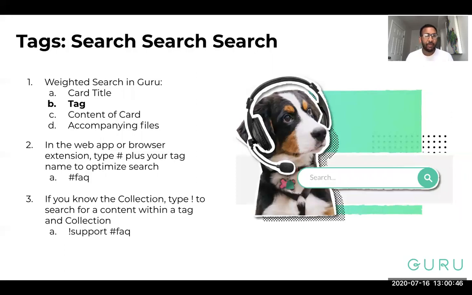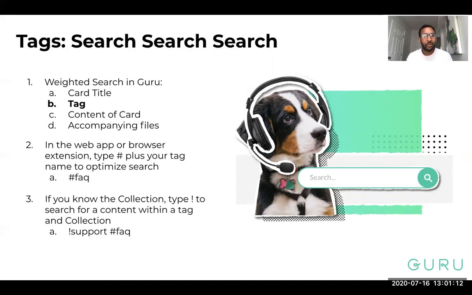Before I go into that demo real quick, tags are an amazing way to search. And one of the questions that came in was, how are tags weighted when it comes to search? So you can see right here on letters A through D that it goes card title, tag, content of card, and then accompanying files. So card title is really your prime real estate, but then tag is right there next to it.